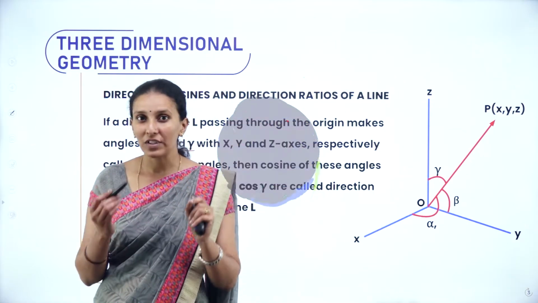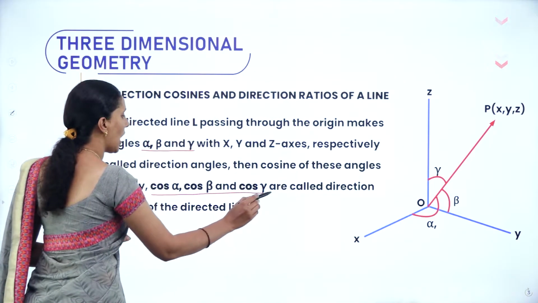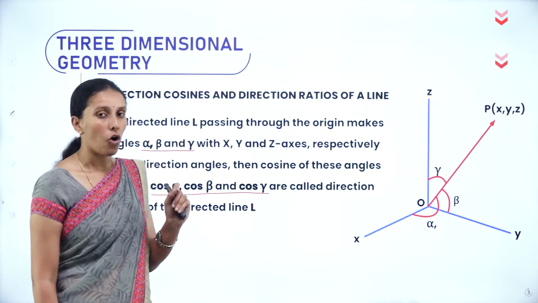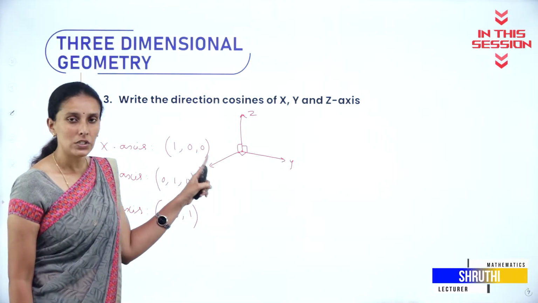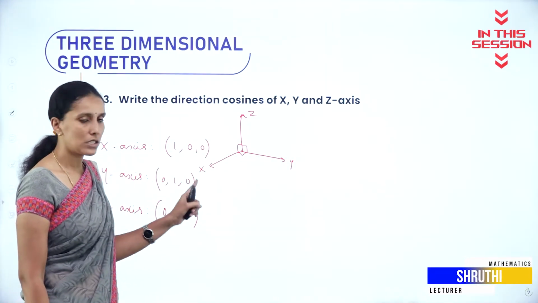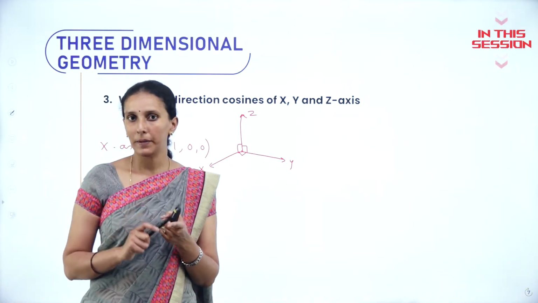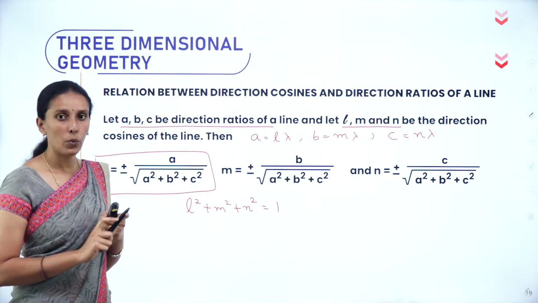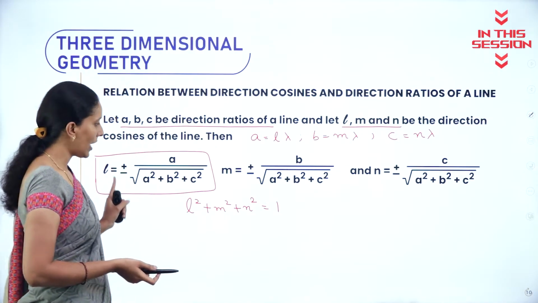The cosine of these angles, that is called cos alpha, cos beta and cos gamma, are called the direction cosines of the line L. The direction of the x-axis is 1, 0, 0, the y-axis is 0, 1, 0, and the z-axis is 0, 0, 1, based on the mutually perpendicular planes. So whenever direction ratios are given without any angles, then using direction ratios we can find direction cosines.